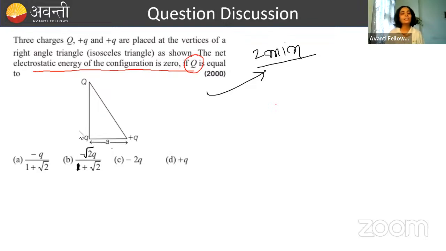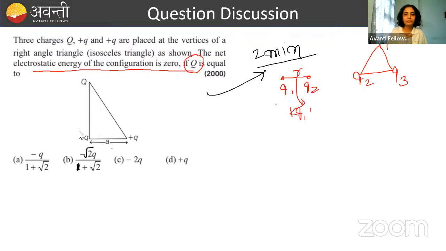So how do we calculate the energy of a system of charges? Suppose there is a triangle, and on this triangle three charges are kept. How do you calculate the energy of the configuration? You just take pairs and calculate their potential energy. If there are two charges separated by separation R, then their potential energy is K Q1 Q2 by R. If there are three, four or five charges, how do we calculate the potential energy of the system? We take all the pairs.